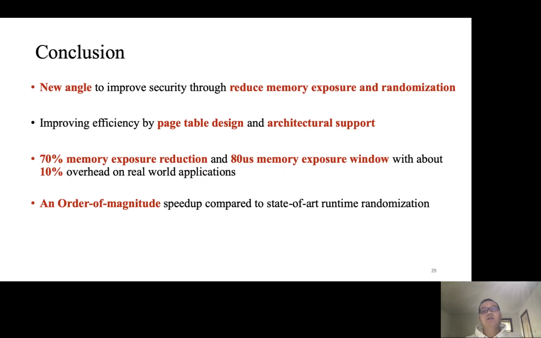In conclusion, we propose a new angle to improve security through memory exposure reduction and randomization. We improve the efficiency by page table design and architecture support. We are able to achieve 70% memory exposure reduction and an 80 microsecond temporary window with 10% overhead, and we provide an order of magnitude speedup compared to the state-of-the-art runtime randomization work.